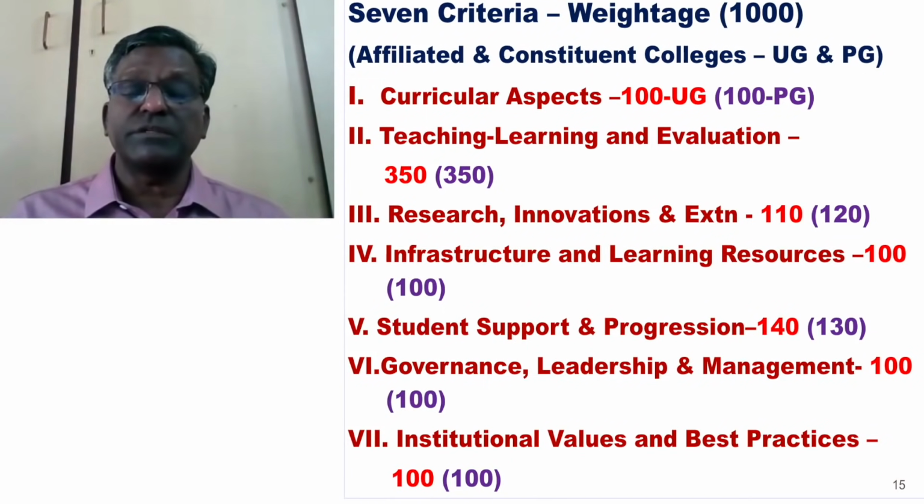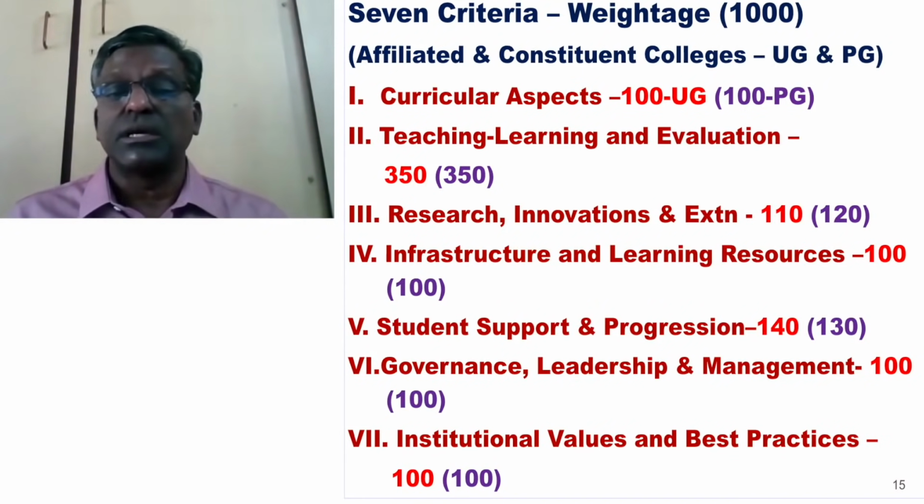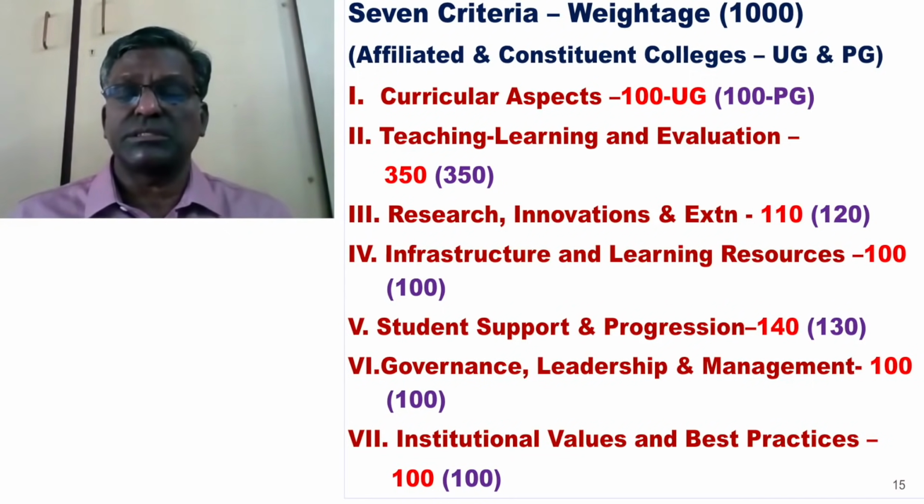Now, in terms of infrastructure and learning resources, there is no difference between a UG and a PG institution. It is 100 each. When it comes to student support and progression, for UG colleges, it is 10 more than what has been allotted to PG colleges. In terms of governance, leadership, and management, it is 100 each. In terms of institutional values and best practices, it is 100 each.